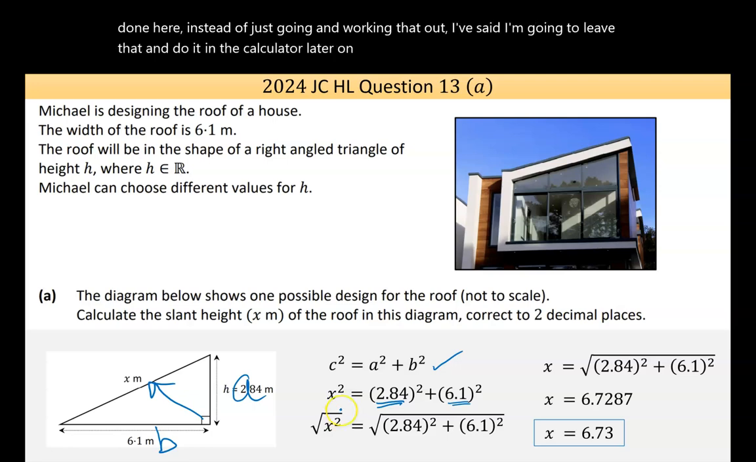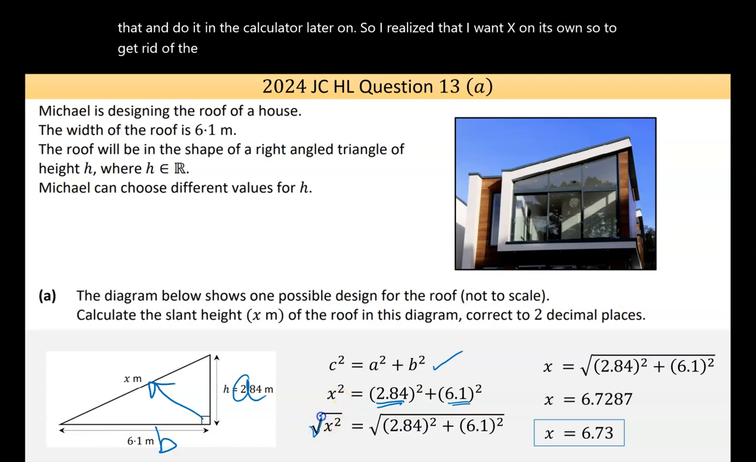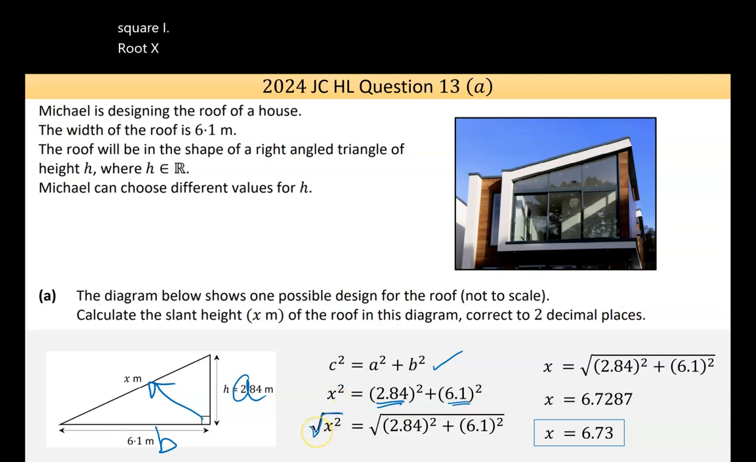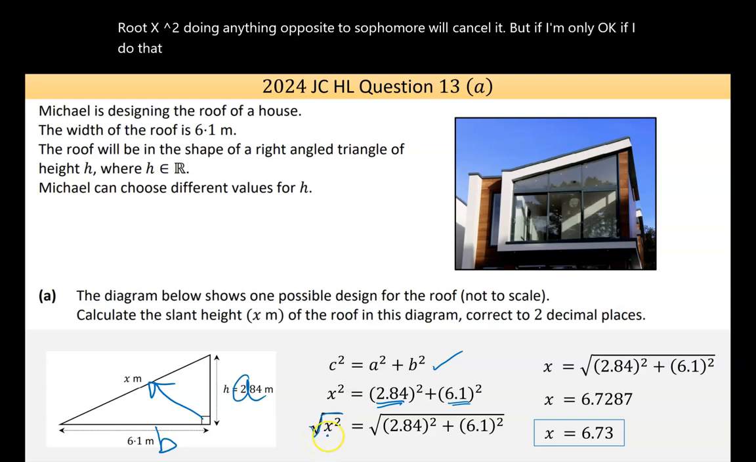So I realized that I want x on its own. So to get rid of the square, I square root x squared. Doing anything opposite to something will cancel it. But I'm only okay if I do that same operation to everything on the far side. So that's where this big square root appeared from.